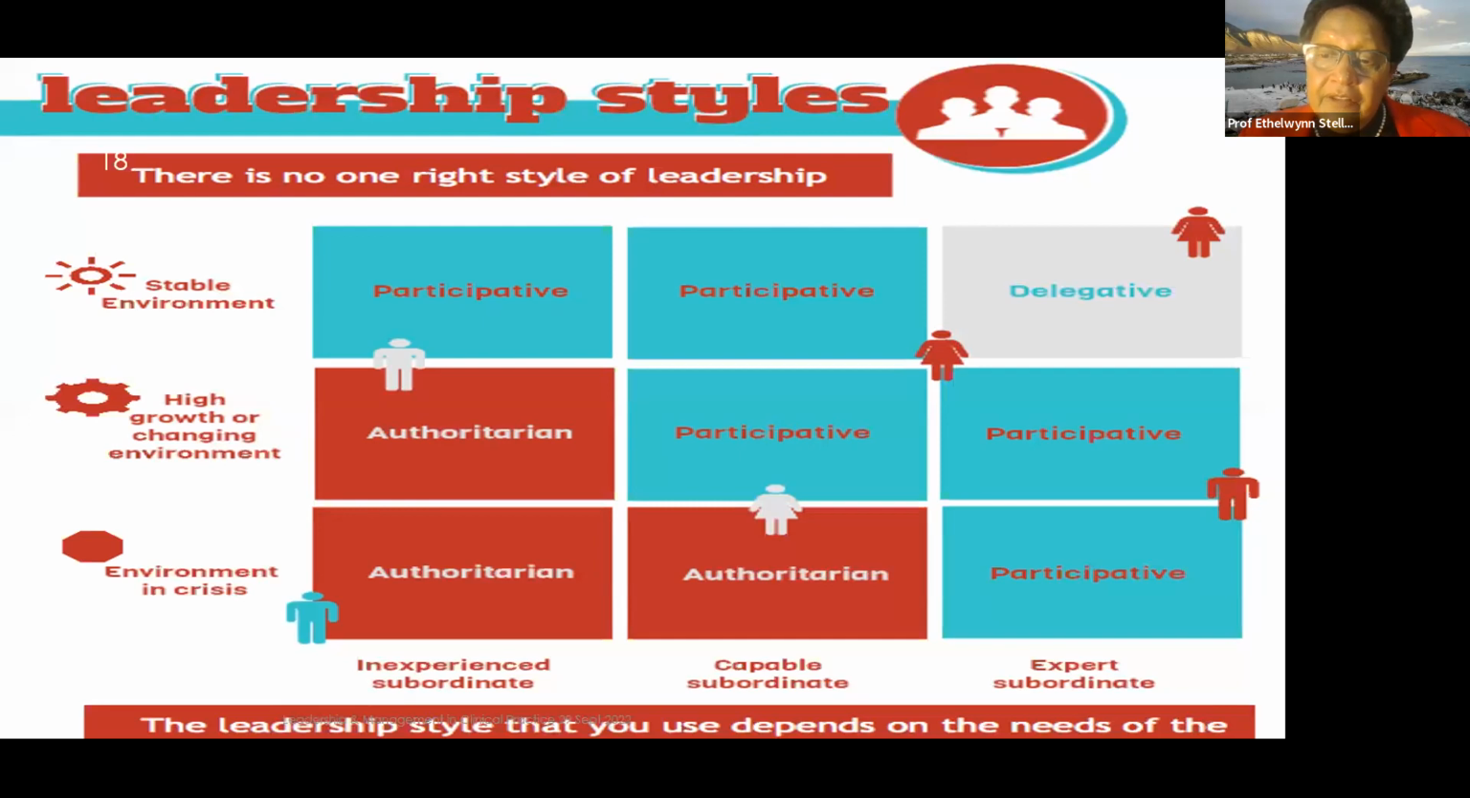And our third level is our experts. The expert subordinate is participative from the word go. On the next level, high growth or a changing environment, also. And of course, in a stable environment, you can then delegate to them. So your leadership style may change within one day, depending on the situation in that environment.